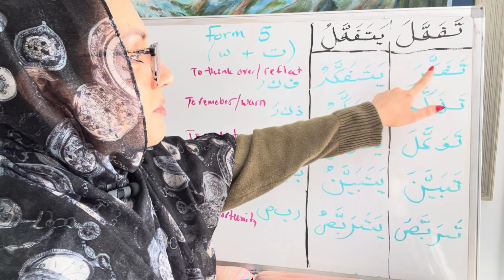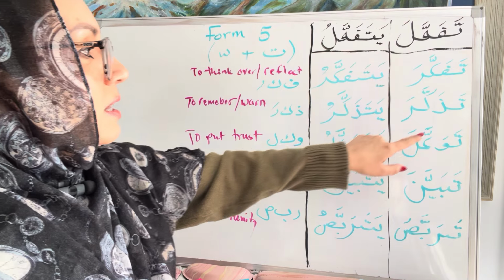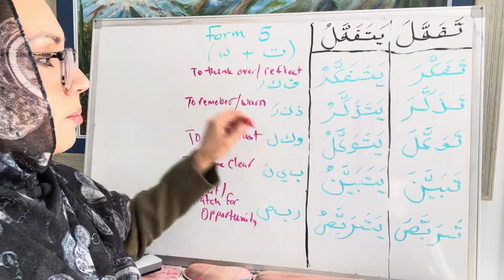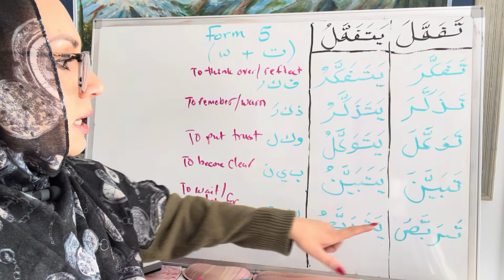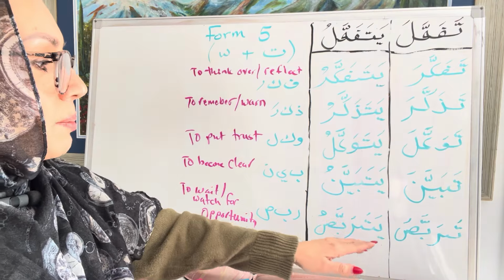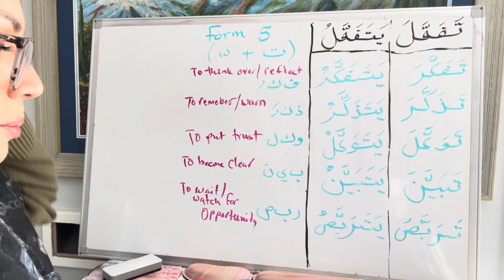So you read it as tafakkara yatafakkaru, meaning to think over, reflect. Tadhakkara yatadhakkaru, to warn and to remember. Tawakkala yatawakkalu, to put your trust. Tabayyana yatabayyanu, to make clear. And then tarabbasa yatarabbasu, to wait for an opportunity.